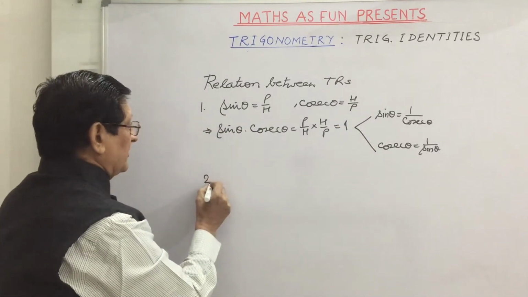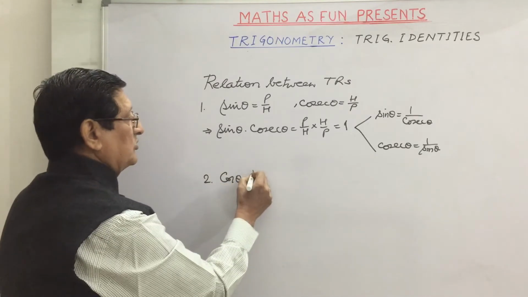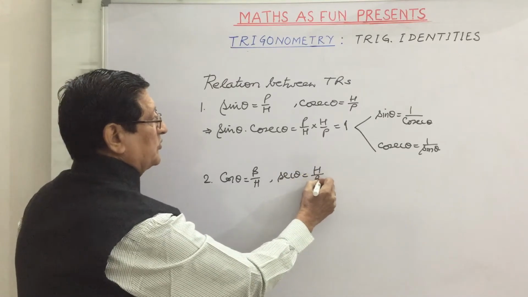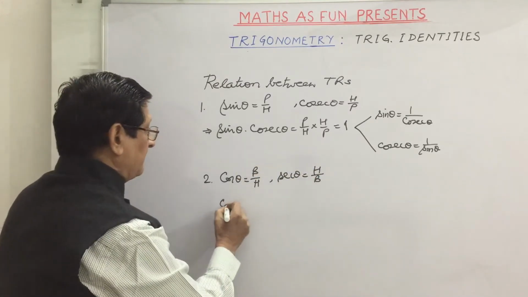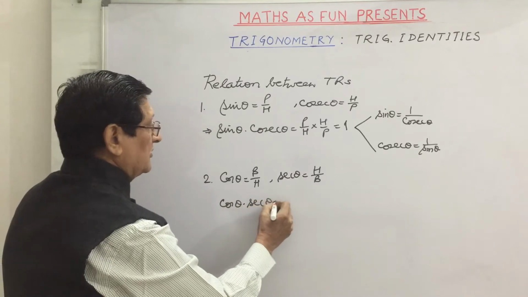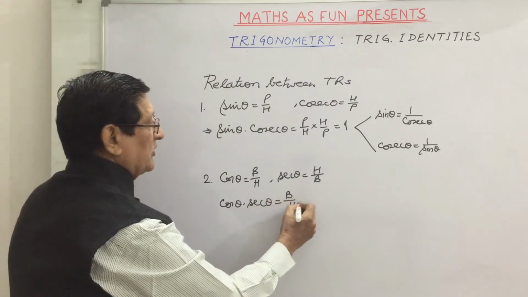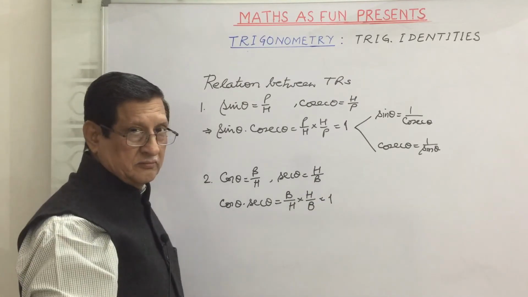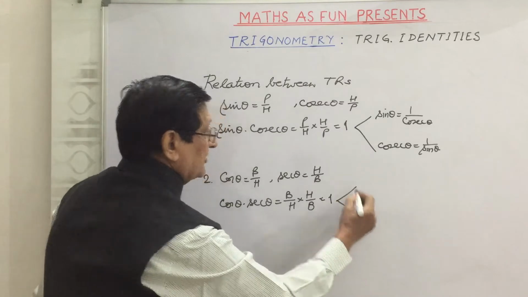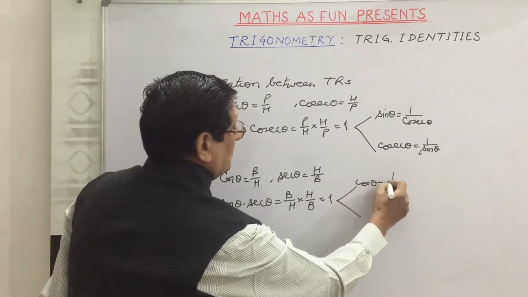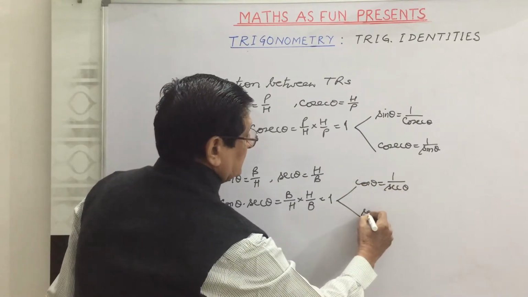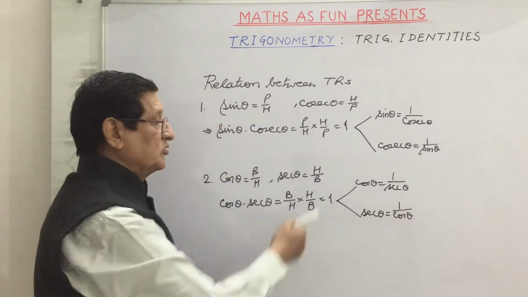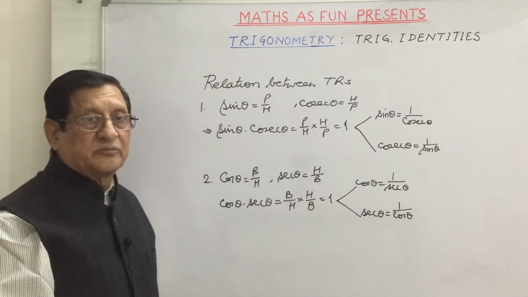The second one we can have similarly, cos theta we know is base upon hypotenuse, and sec theta is hypotenuse upon base. If we multiply them, cos theta into sec theta will be base upon hypotenuse into hypotenuse upon base, which gives you 1. And from this also we can get cos theta is equal to 1 upon sec theta, and sec theta is equal to 1 upon cos theta. So cos theta and sec theta are also reciprocals of each other.